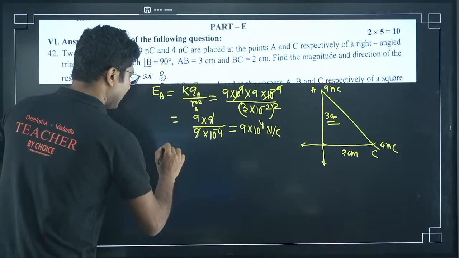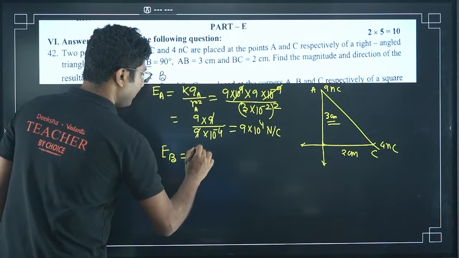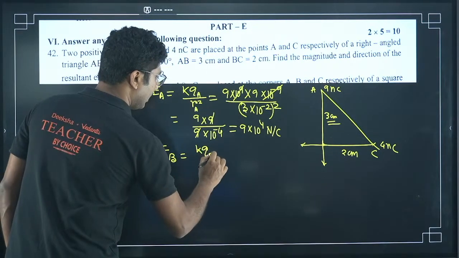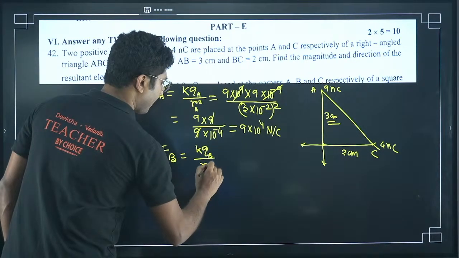Now let's calculate EB. EB will be KQB by RB square.